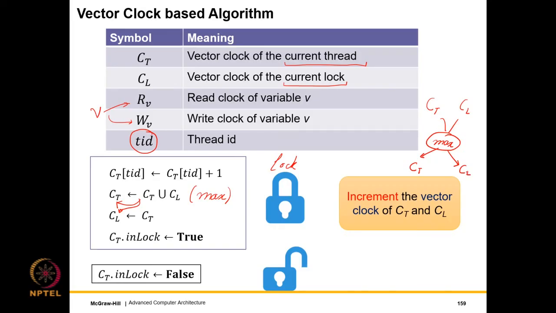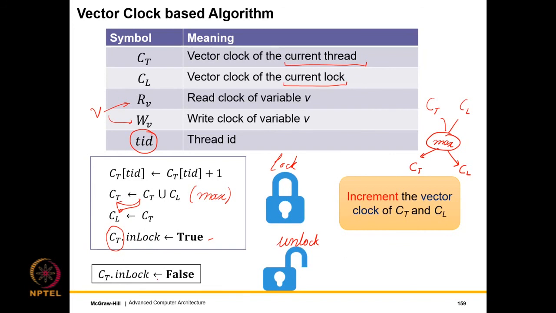So consider this as a rendezvous point, which means that at this point the lock and the thread, their information is up to date. After doing this rendezvous, we set the in-lock field of CT. So in this case, a vector clock has an additional field as well called in-lock, which means that it is within a critical section. So we set this to true. Exiting a lock or releasing a lock or exiting a critical section is quite easy.